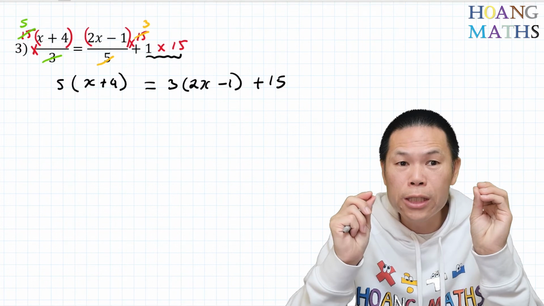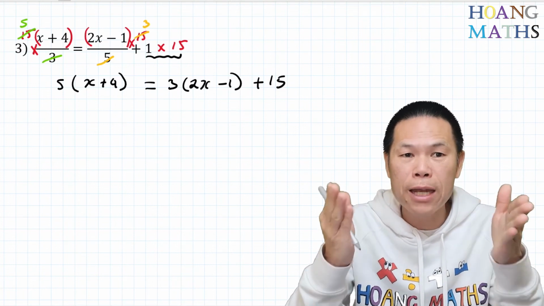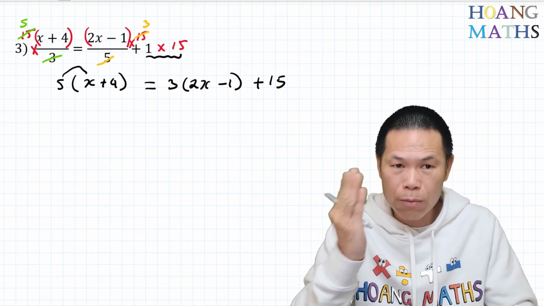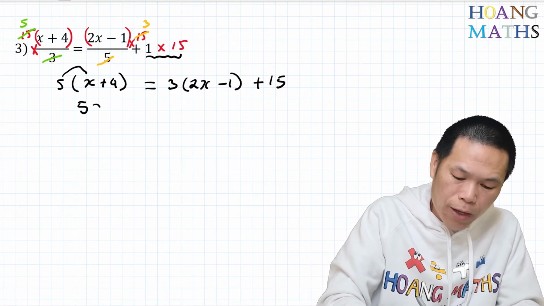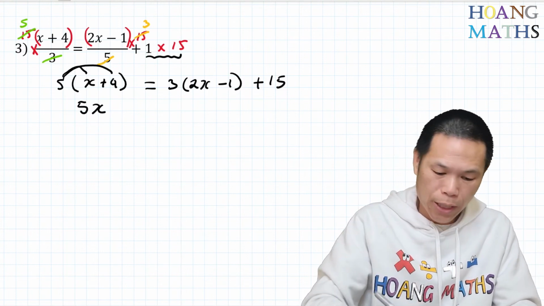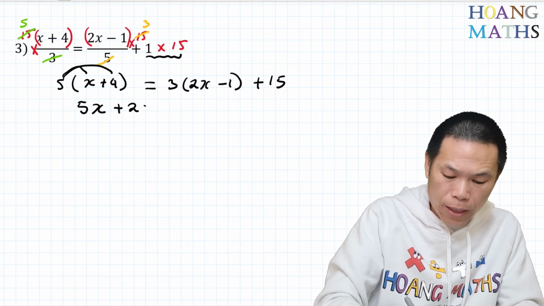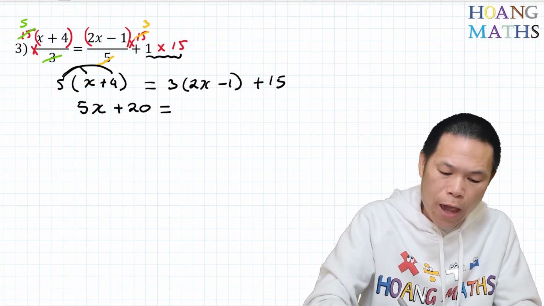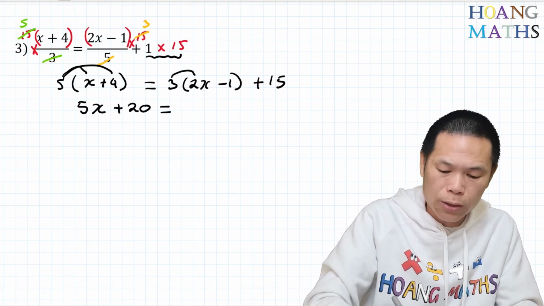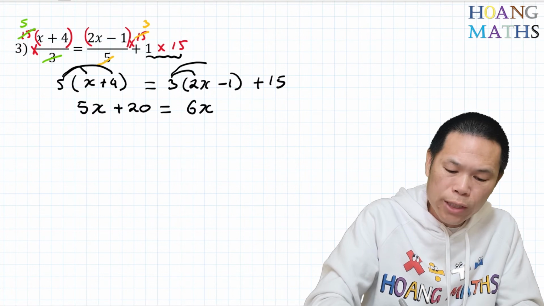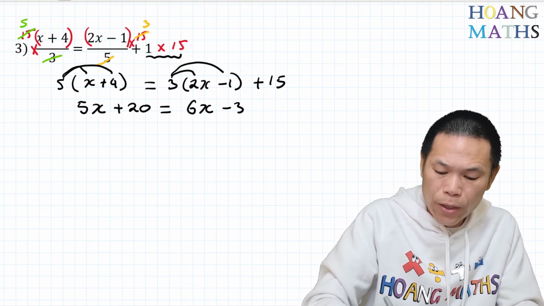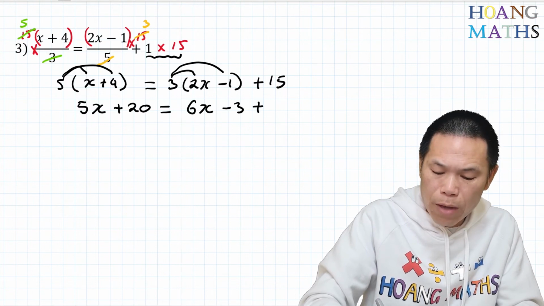So what I do now is I just remove the brackets, expanding the brackets if you like. So we just go 5 times x gives me 5x. So that's 5x. And we have 5 times 4. So 5 times 4 is 20. So just write 20. And that's equal. So we have 2 times 3 or 3 times 2x. So that gives me 6x. And we got 3 times negative 1. So 3 times negative 1 is negative 3. And then you go 15, we add them up.